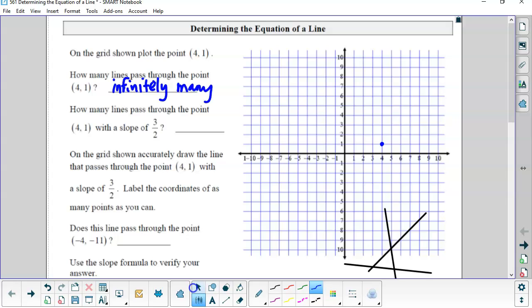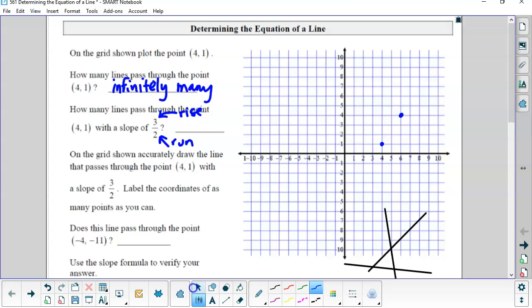How many lines pass through the point 4, 1 with a slope of 3/2? Well, now we have a specific criteria. It has to have that slope. If it has any different slope from that, it doesn't pass that information. So for a slope of 3/2, remember, the numerator is the rise, the denominator is the run. From this point, you always have to start with a point and then use the slope. So up 3, 1, 2, 3, to the right 2.